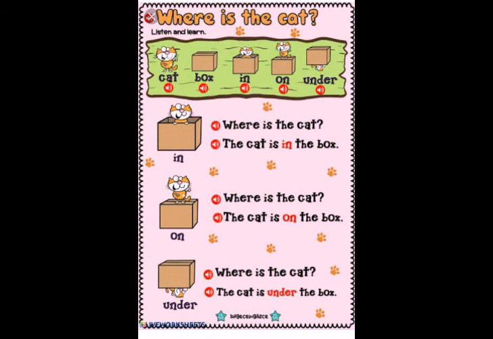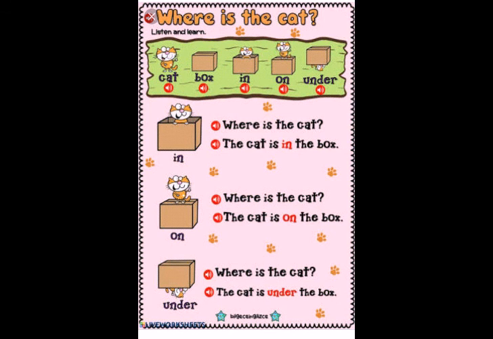One more image is coming on your screen in which the position of the cat is given. You can see in the picture, where is the cat? As you can see, the cat and the box. In the first part, where is the cat? The cat is in the box. In is given in red color. That means the cat is sitting inside the box.